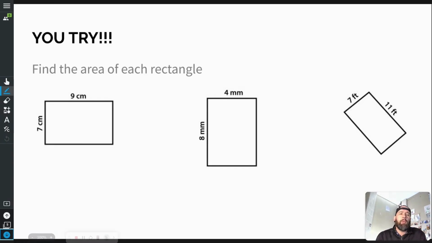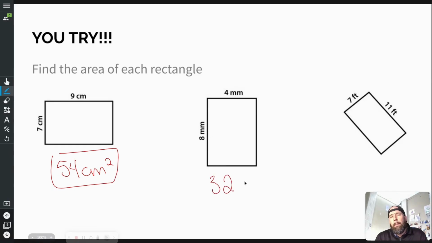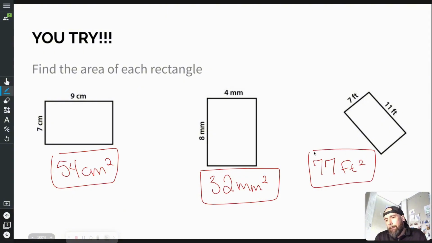Welcome back. All right. 7 times 9 is 63 centimeters squared. Easy peasy. 8 times 4 is 32 millimeters squared. Oh no, that rectangle's crooked. Who cares? 7 times 11 is 77 feet squared. Those are the not bad ones.